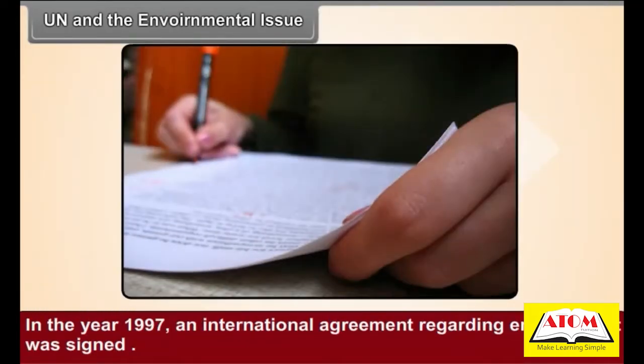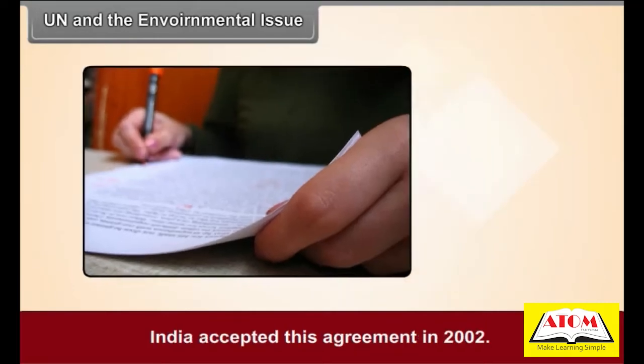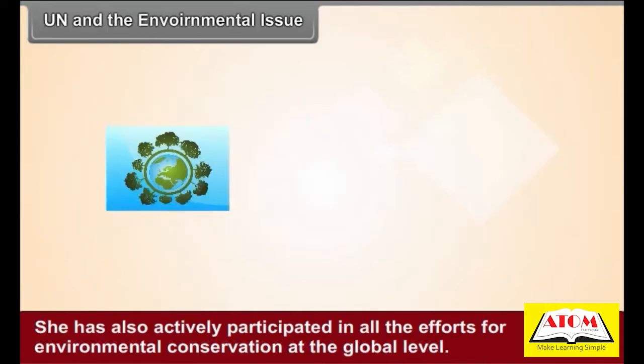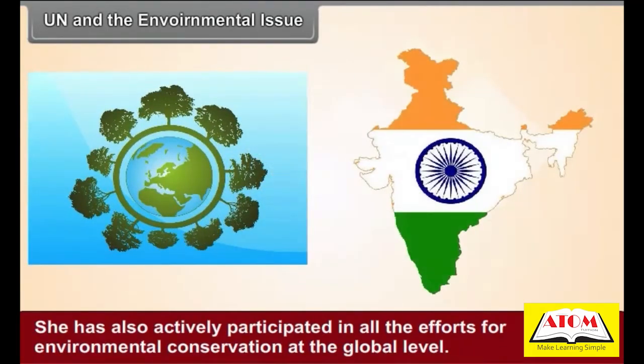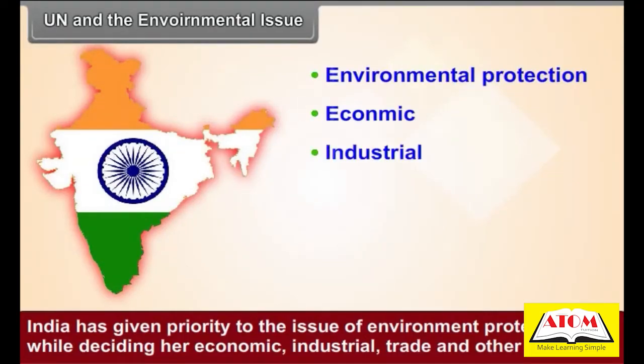In the year 1997, an international agreement regarding the environment was signed. This is known as the Kyoto Protocol. India accepted this agreement in 2002. She has also actively participated in all the efforts for environmental conservation at the global level. India has given priority to the issue of environmental protection while deciding her economic, industrial, trade and other policies.